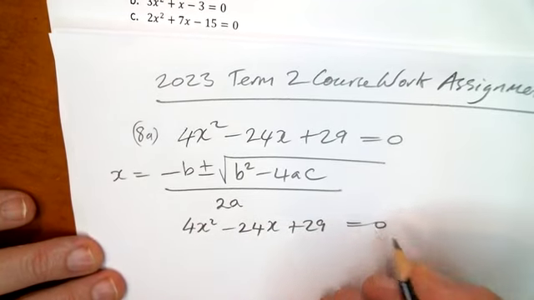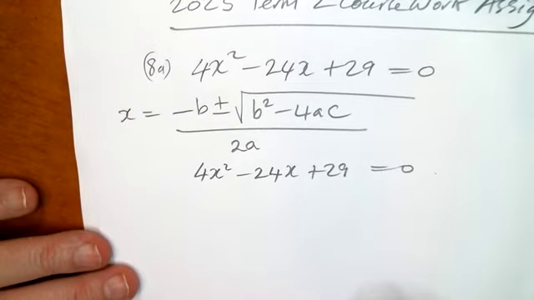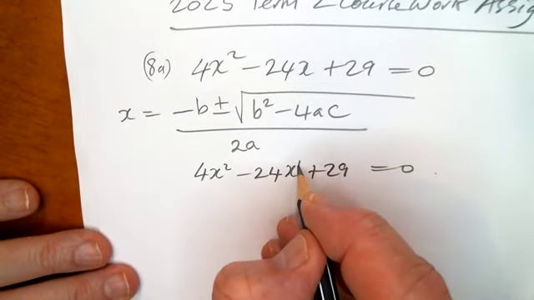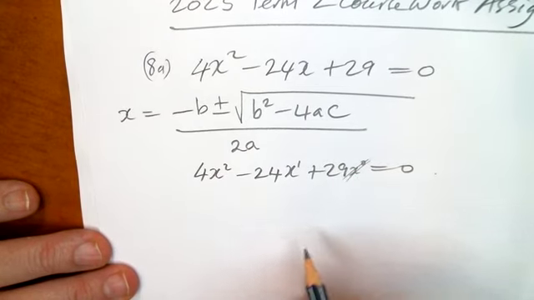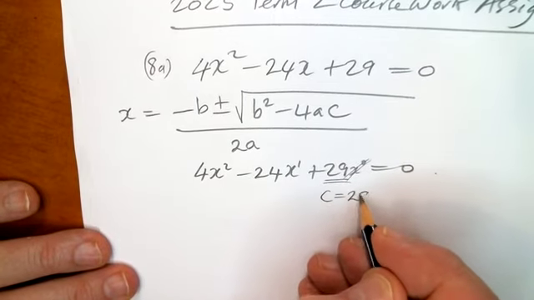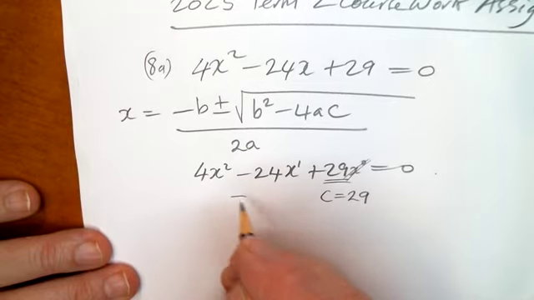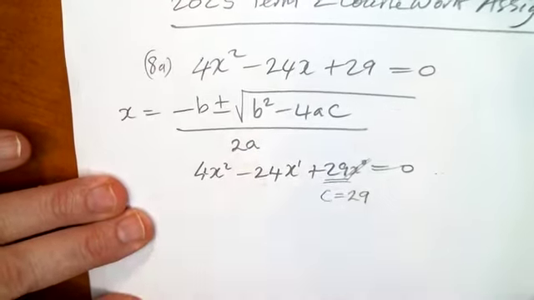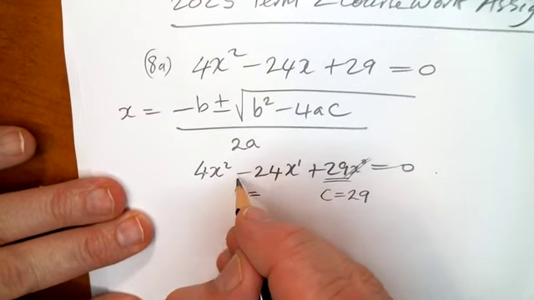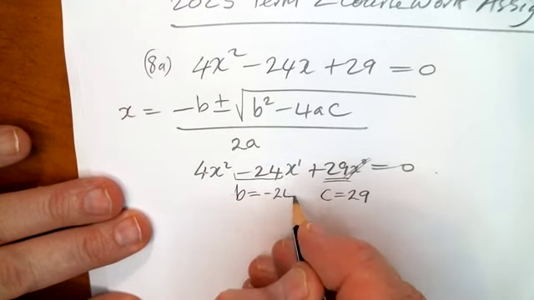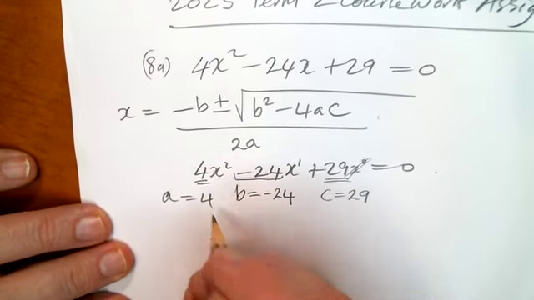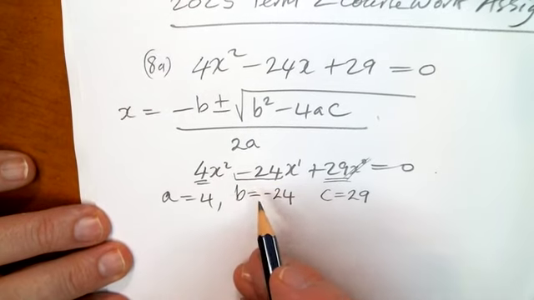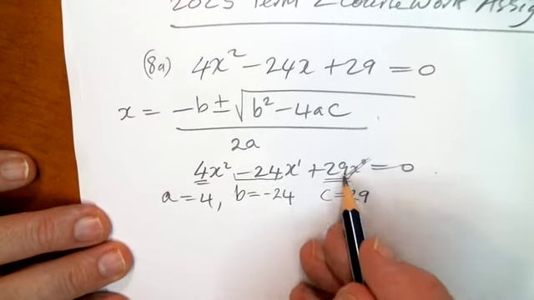So the a, b, and c are the coefficients of the respective x terms. So here's my x to the 2, here's my x to the 1, here's my x to the 0. Of course, we never write x to the 0, because x to the 0 is 1, and 1 times 29 is 29. So that means my c term is 29. My b term is this one here, which is negative 24. And my a term is the coefficient here, which is 4. So I've got a is 4, b is negative 24, and c is 29.